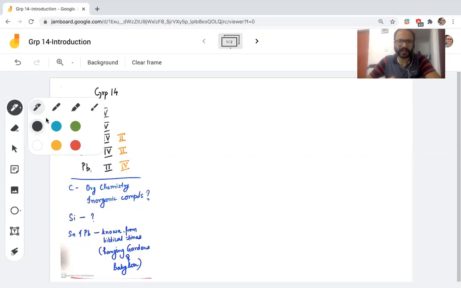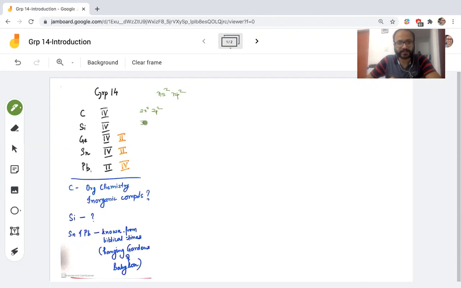Now, if you talk about the general electronic configuration of group 14 elements, the general electronic configuration is nothing but ns2 np2. Accordingly, in the case of carbon, it would be 2s2 and 2p2. When you come to silicon, you will have 3s2 and 3p2. Obviously, before this, in this case it would be helium, and in this case it would be neon. Okay, this would be the general electronic configuration.